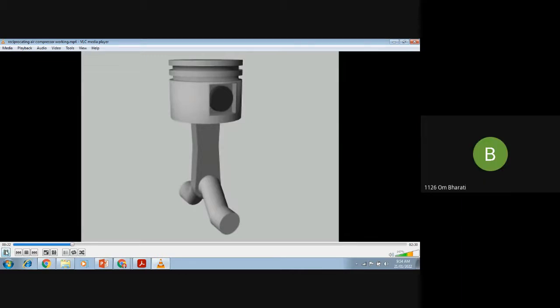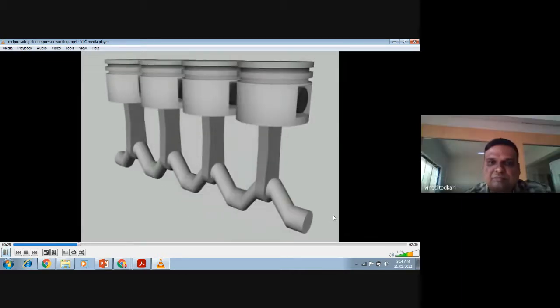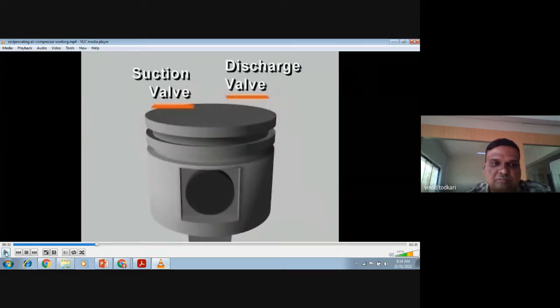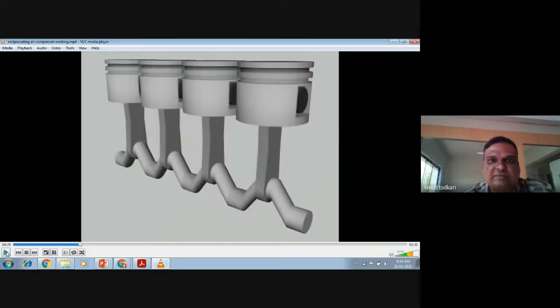Yes, sir. Multiple cylinders may be arranged in line, opposed, or in a V. See, generally we use a single cylinder, but nowadays people are using multi-cylinder as well. They can be kept in different positions, right? They may be in line. They can be placed in opposite fashion, like two cylinders facing each other, moving like this, or they can be placed in a V manner.